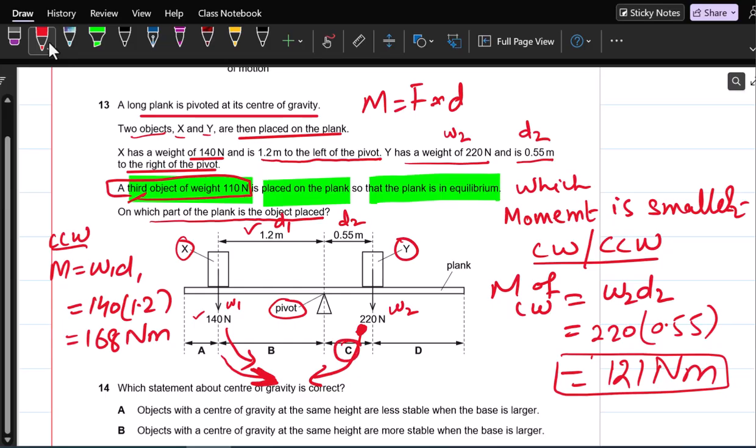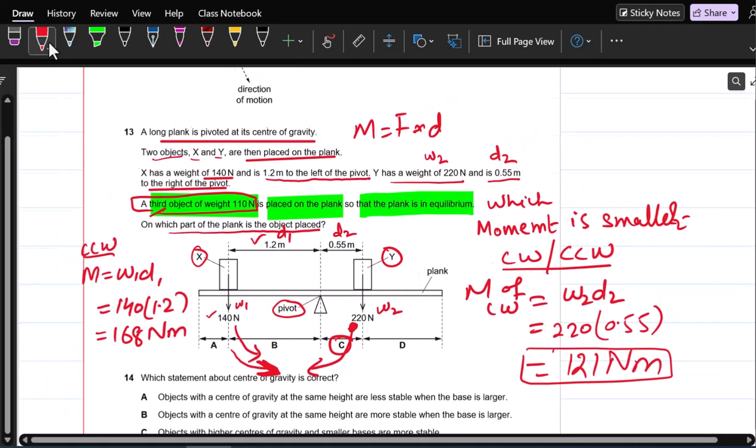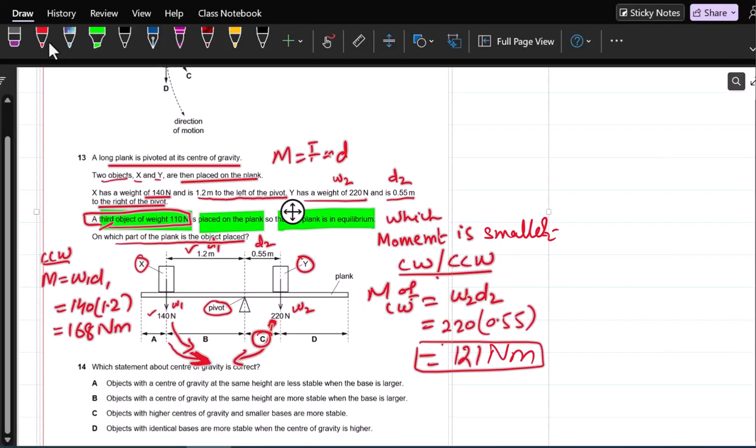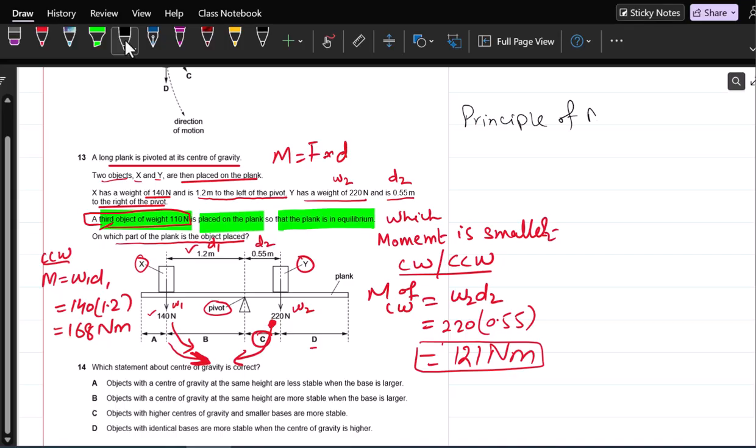How can you find further? You can apply the principle of moment to find exactly how much distance should be there. Why not D? Because if you place the object somewhere here, a greater moment will occur. So I'm going to apply the principle of moment. By the principle of moment, clockwise moment is equal to counterclockwise moment.